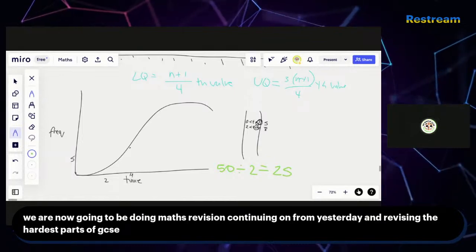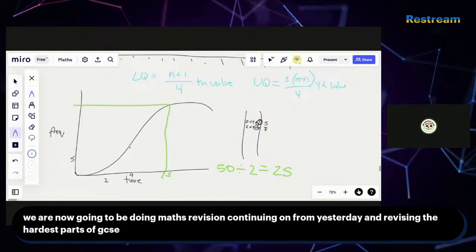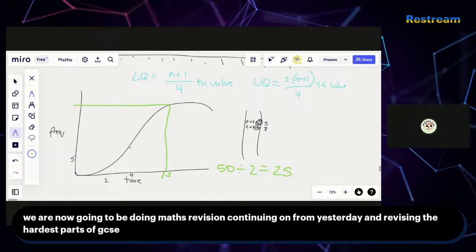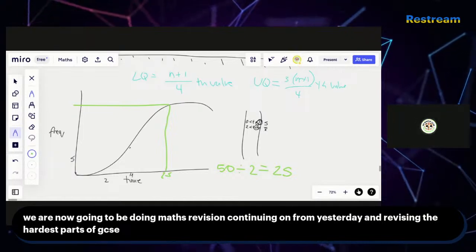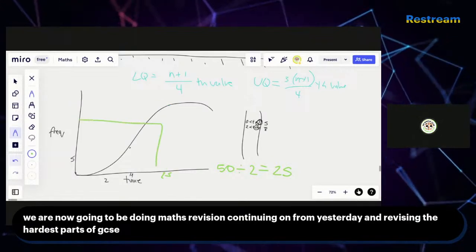And then what you do is you find 25 on here, you go across, and you get the value at that point. And whatever that is, that is the median value. Or it would normally look like this. Okay.